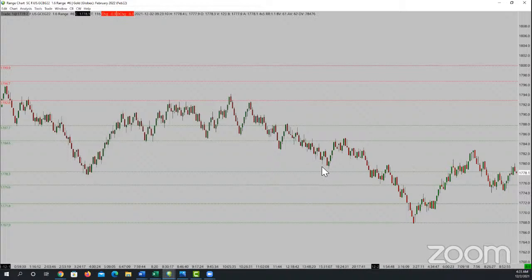Higher level of resistance on gold 1784.6 and then 1787.7. So if we stay below that, that's going to be some pretty bearish movement to the downside. So we'll see what happens here on gold.